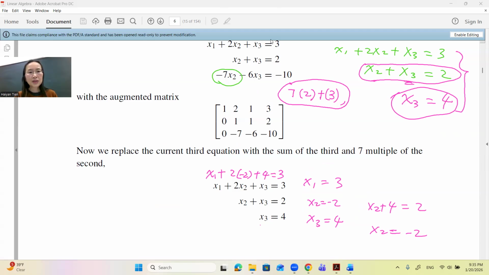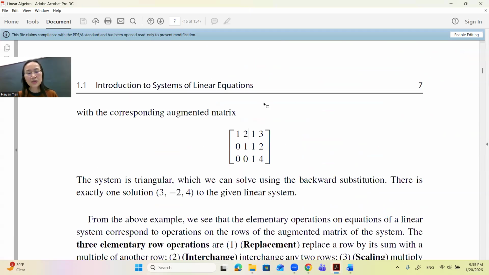So you can organize your solution in this form, either in the vertical, like a vector form, or just group the three values to indicate that 3 is the value of x1, -2 is the value of x2, 4 is the value for the third variable, x3.